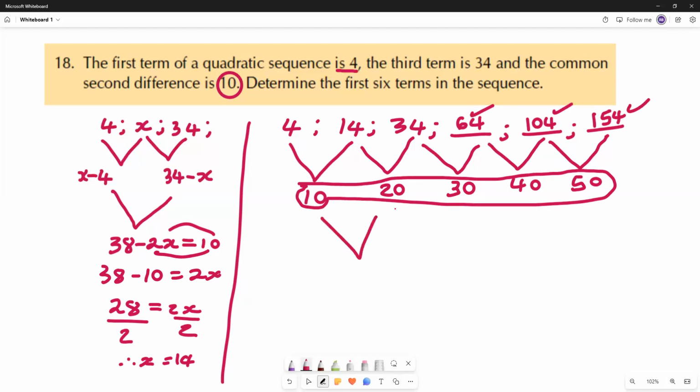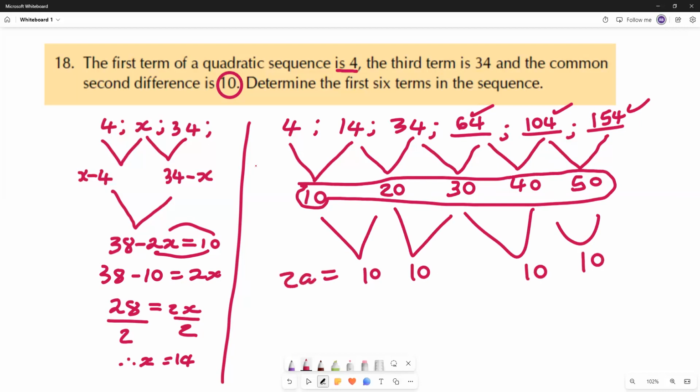This was the quickest way to do it, but some people would want to firstly get the formula. So you can do this. You know that the differences are 10, 10. You have 2a here. You have this one here, remember, is 3a plus b. Then that one is a plus b plus c.